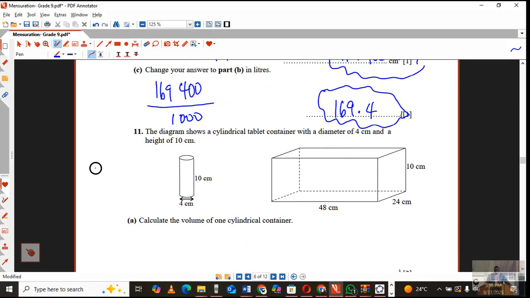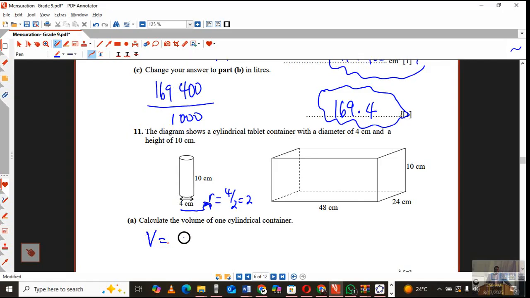Question 11, a little bit spicy. They say the diagram shows a cylindrical tablet container with a diameter of 4. So it's important to work out the radius. The radius will just be 2. Very important. Then the height is 10 centimeters. Calculate the volume of one cylindrical container.